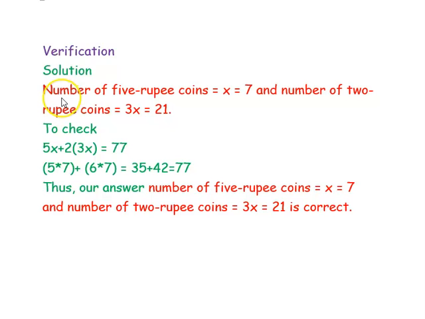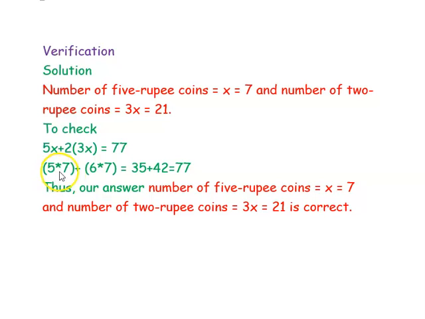Now we'll verify our answer. What we got is the number of 5 rupee coins, that is x equal to 7, and the number of 2 rupee coins, that is 3x, is equal to 21. Now we have written an equation 5x plus 2 times 3x is equal to 77, because it's given that the total amount we are getting is 77.